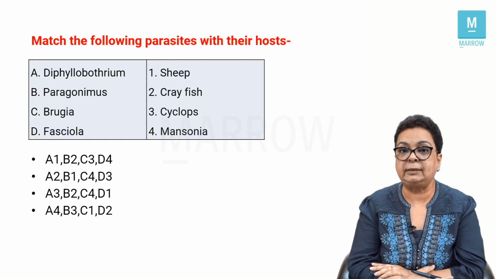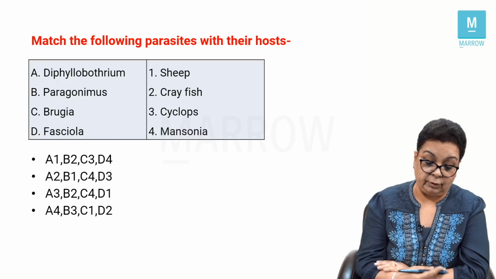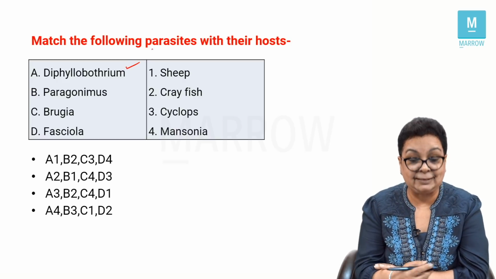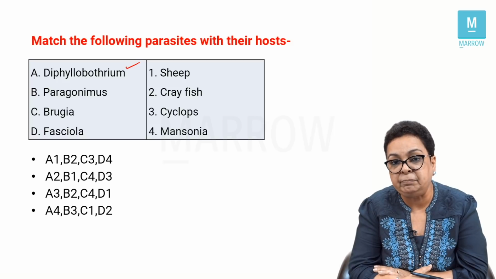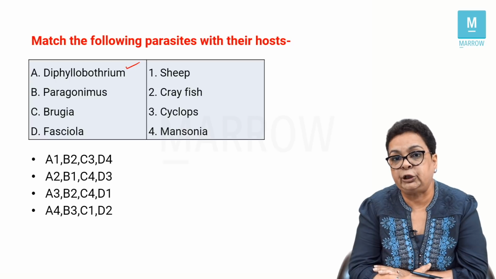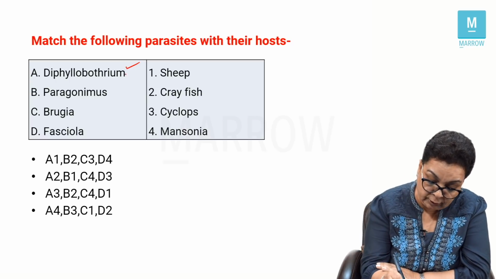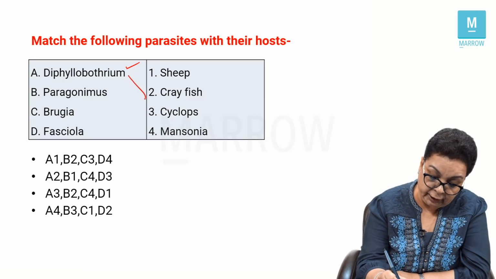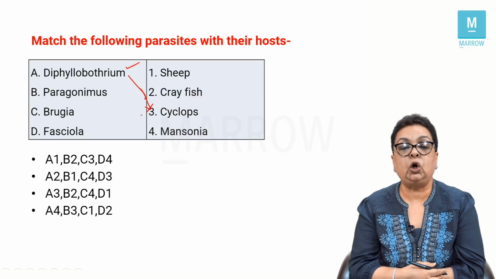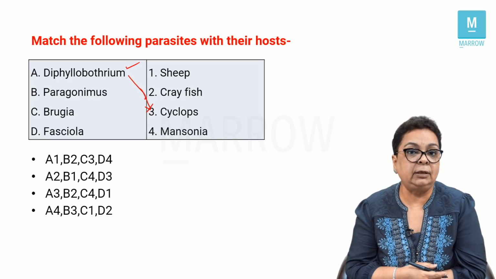Match the following parasites with their hosts, right? So this is Diphyllobothrium latum. The longest tapeworm infecting man has 2 hosts in its life cycle, Cyclops and freshwater fish. So what do I have here? Cyclops. So A3.